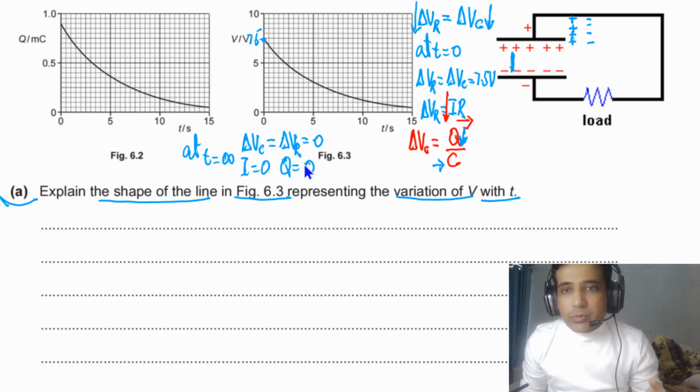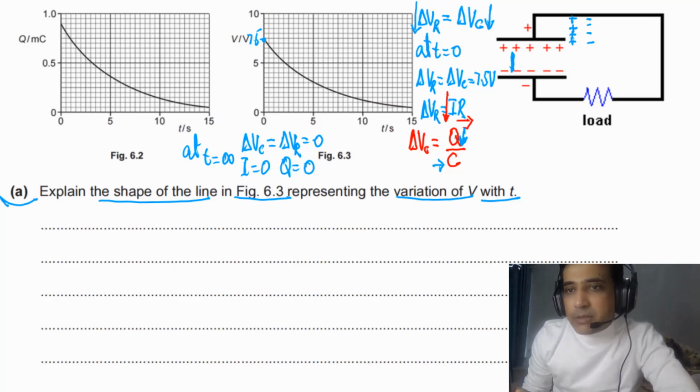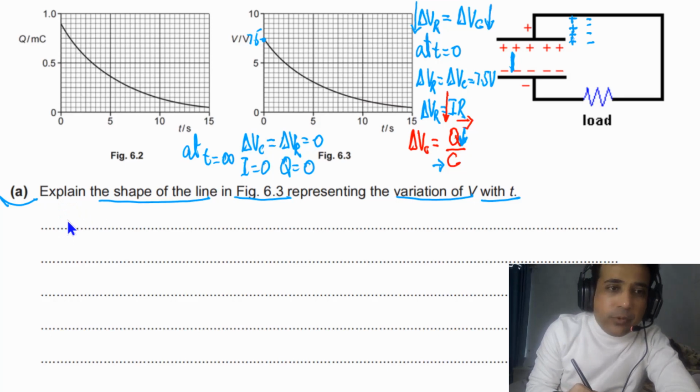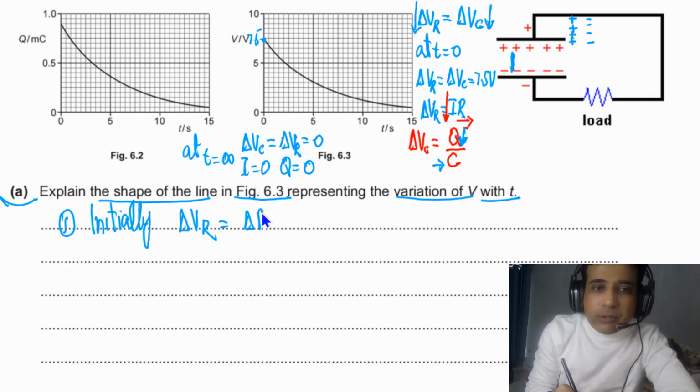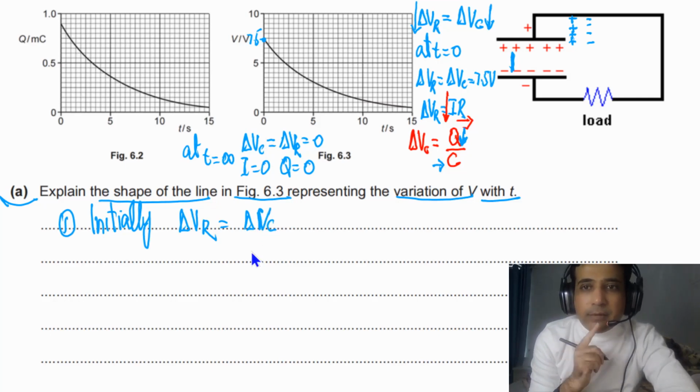Now let's try to write down our answer. This question has 3 marks. So one point you can simply say is that initially the potential difference across the resistor is equal to the potential difference across the capacitor. If you write this, you will get 1 mark.